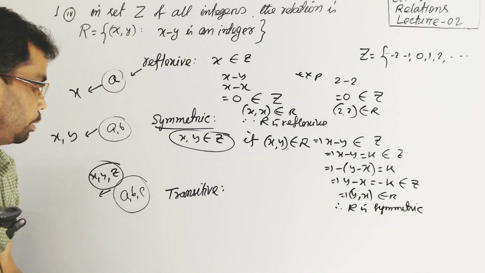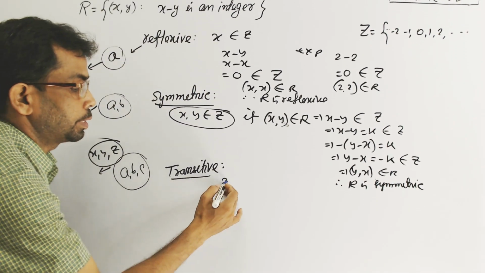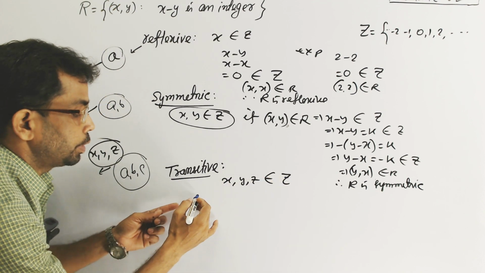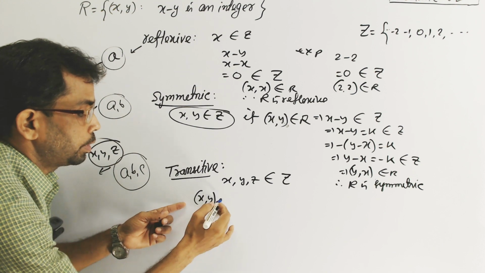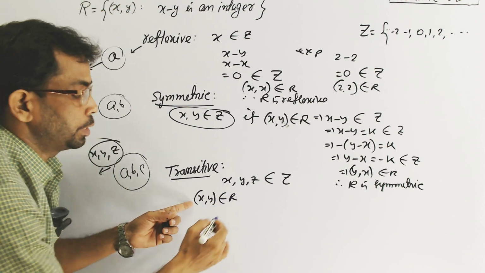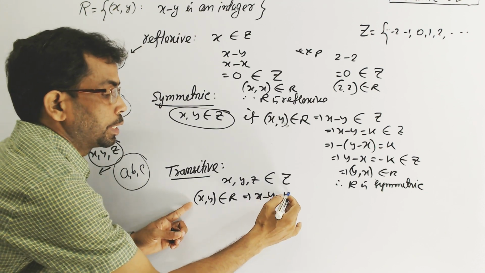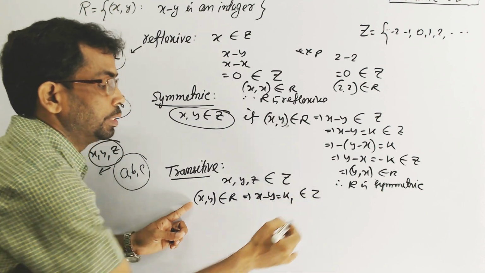For transitive, taking three elements, we can take, say, x, y, z belongs to the set of integers. If the pair (x, y) belongs to the relation, then their difference must be some integer. I can take, say, k1 belonging to the set of integers Z.